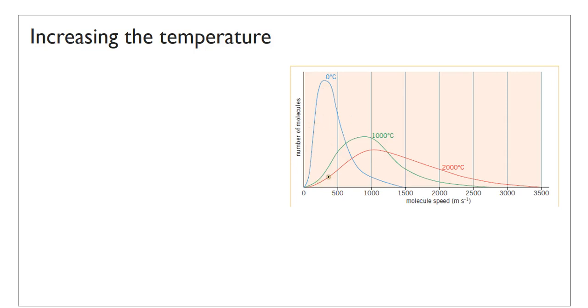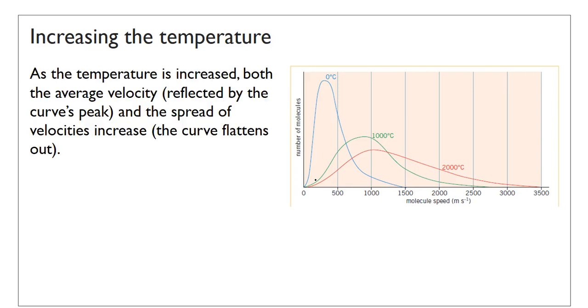So if you are widening the curve, then the peak has to lower so that the total area doesn't change. And you can see how there is an increase in temperature from, in this particular example, 0 to 1,000 to 2,000 degrees, and that is going to change the shape of the energy distribution, which is why this curve is specific to a temperature. So temperature increase will increase the average velocity as well as the spread.